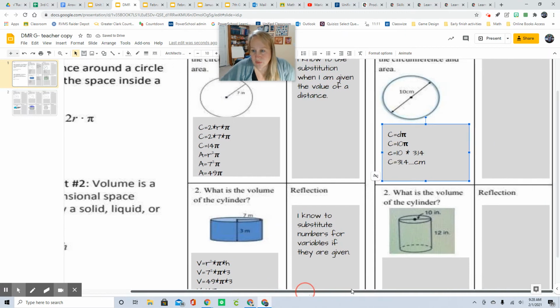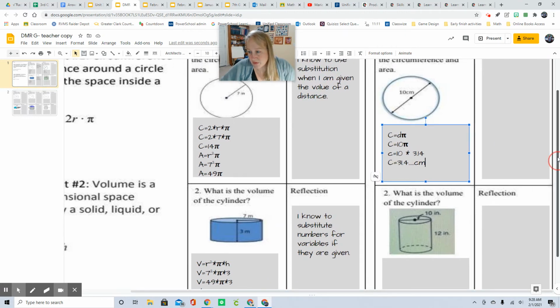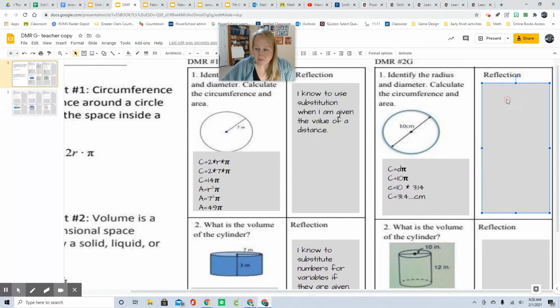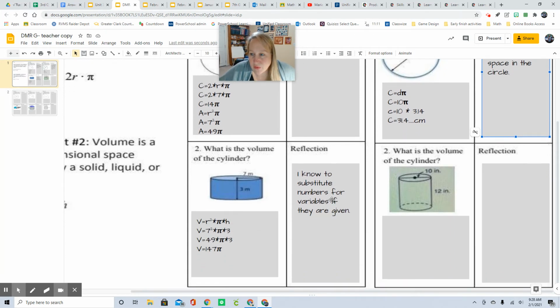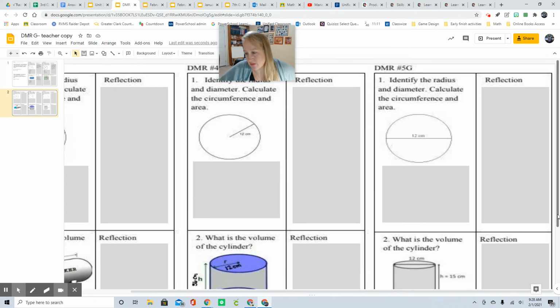What we want to make sure that we have in our review or in our reflection is that circumference is the distance around the circle, and the area is the space in the circle. That's the main goal for our activity up there.